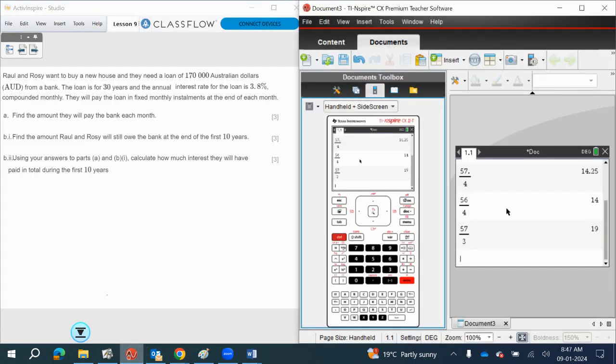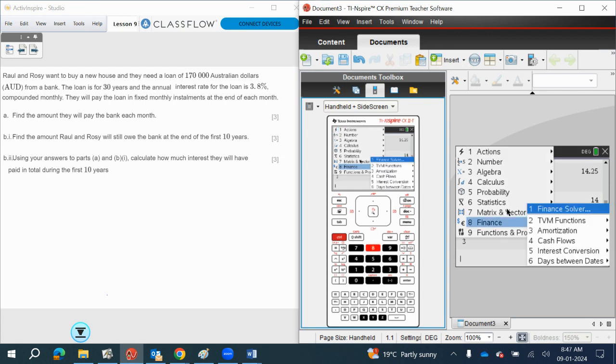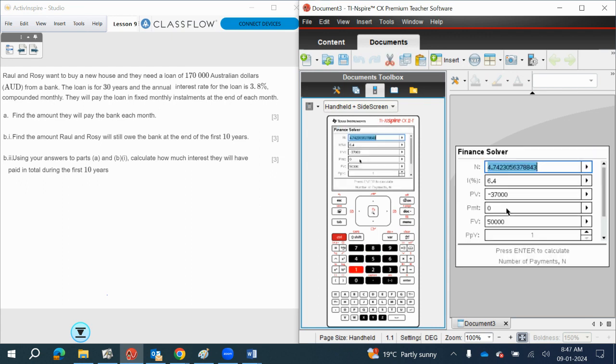All right. So the first question isn't so challenging. Raoul and Rosie want to buy a house. They need 170,000 Australian dollars. They are taking a loan for 30 years, annual interest rate of 3.8%, compounded monthly. They'll pay the loan in fixed monthly installments at the end of every month.